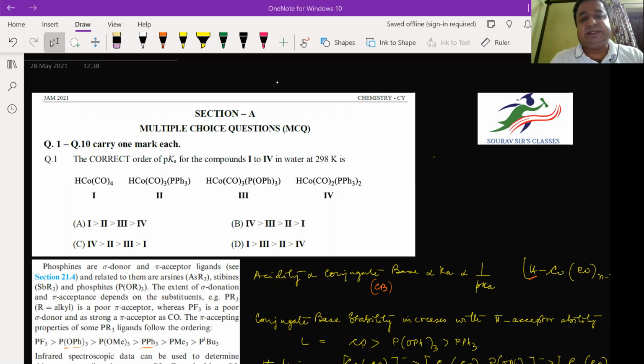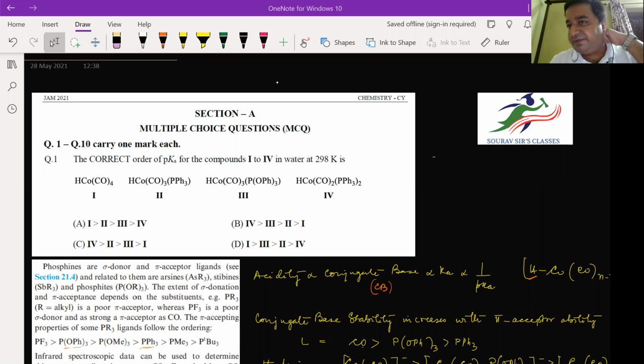The complexes are basically cobalt carbonyl complexes, and some of which are derivatized. So there, suppose in place of a CO over here, which is carbonyl, we have a PPh3. In the complex 3, we have P(OPh)3. And in the complex 4, we have two PPh3s. Okay. Now, question is regarding the pKa.